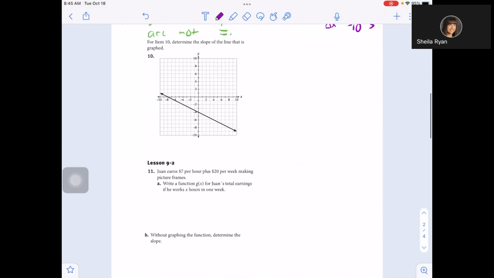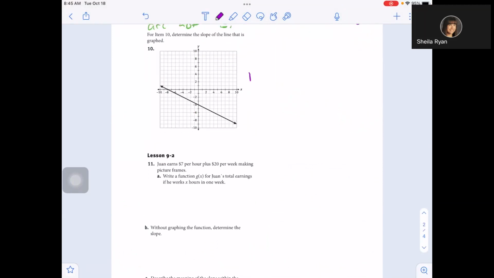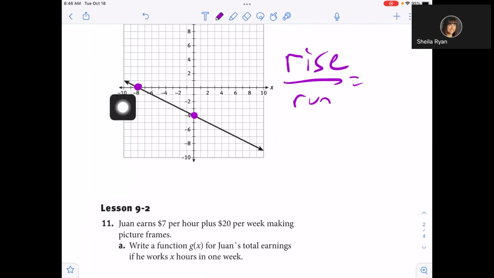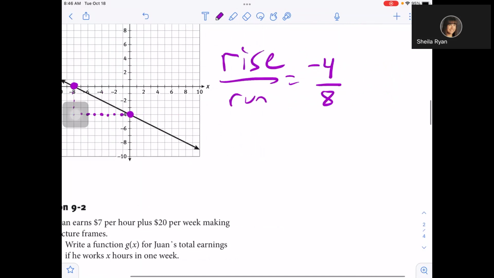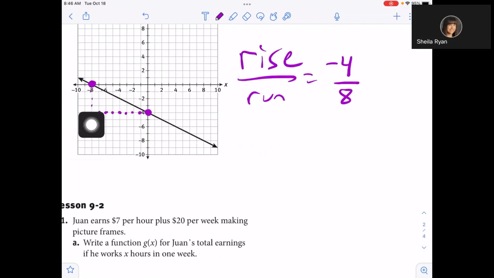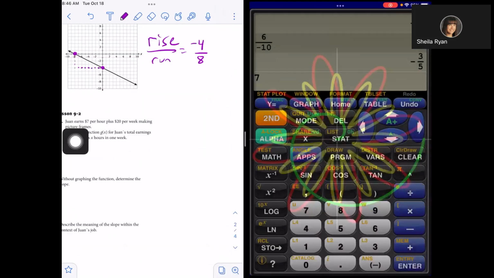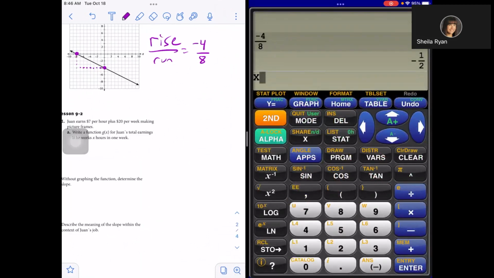Okay, this page will be faster. For item 10, determine the slope of the line that is graphed. So let's do rise over run. I'll pick maybe this point and this point. Starting here, I have to rise 1, 2, 3, 4. That's going to be negative 4 because it's dropping. I have to run 1, 2, 3, 4, 5, 6, 7, 8. So I'm rising negative 4 because I'm going down 4, and then I'm running 8. Negative 4 over 8 is the same as negative 1/2.